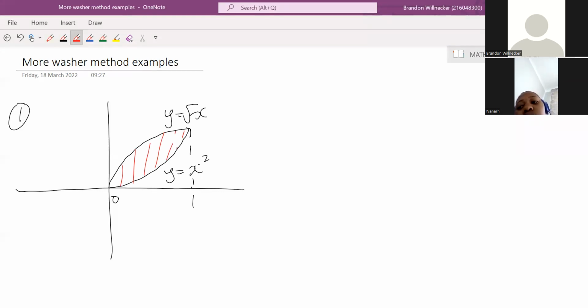And we want to rotate this around a different axis now. We're going to rotate it around the axis y equals 2. So let's just draw the axis here. This is y equals 2, and we're rotating around this axis. Last time we rotated around the x-axis or the y-axis. Now we're rotating around y equals 2. Very similar to what we did in the disk method, where we rotated around a different axis.